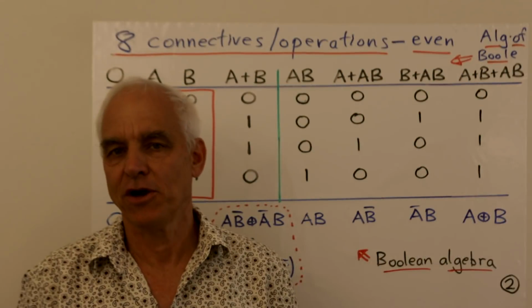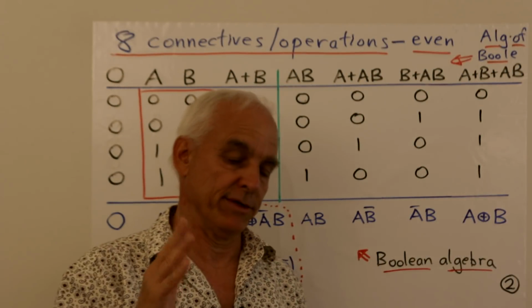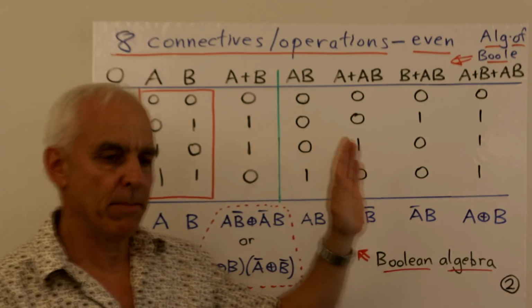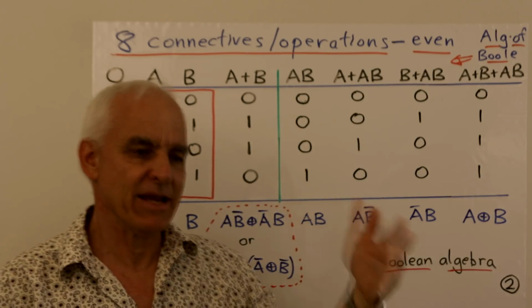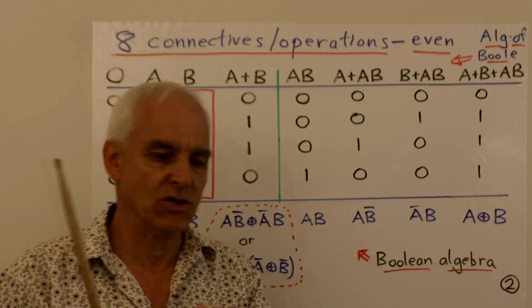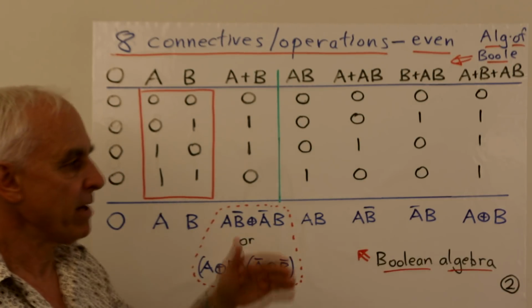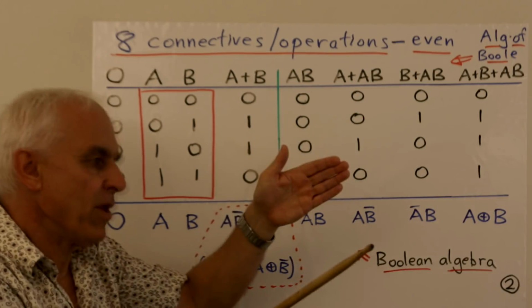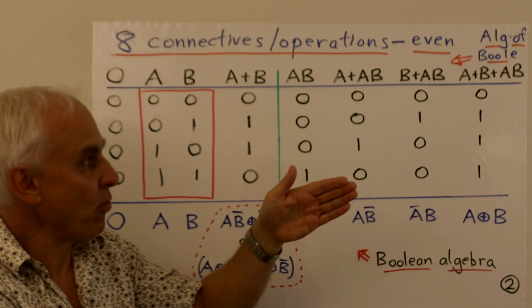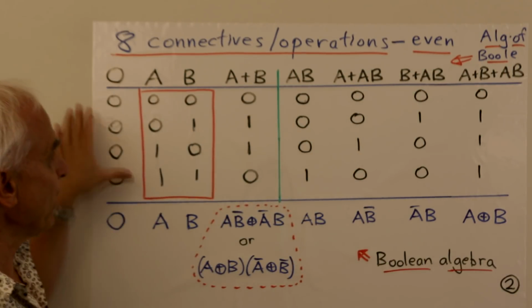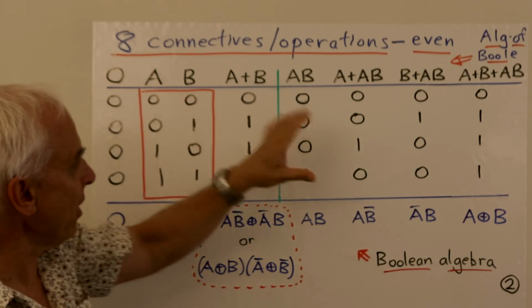So a good place to start is the situation where we have two inputs, say A and B. And we've already talked about there being basically 16 connectives or operations that we can do with these two inputs. I want to have a look at that again, but now both from the Algebra of Boole and the Boolean algebra point of view. So let's start with the even ones. There are 8 even connectives or operations, and here they are.